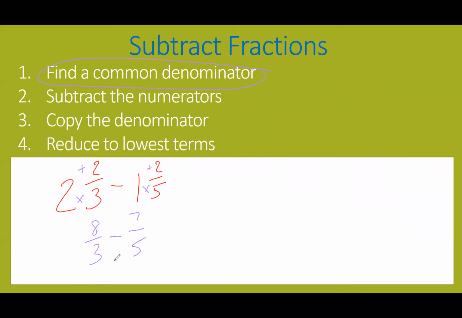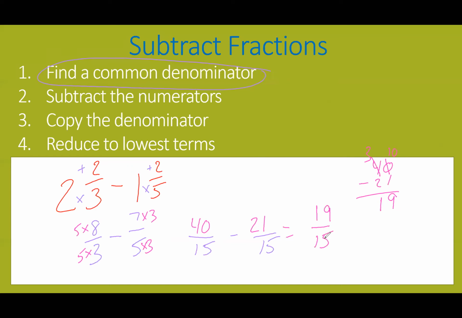Now I'm ready to find that common denominator. And here is an opportunity where I would have to multiply them together because I really need a common denominator. And it just so happens that 15 is the lowest common denominator. Now, how do I jump from 3 to 15? I multiply by 5. So I have 40. How do I jump from 5 to 15? Multiply by 3, and I've got 21. Well, now I just simply subtract 40 minus 21. 10 minus 1 is 9. I've got 19.